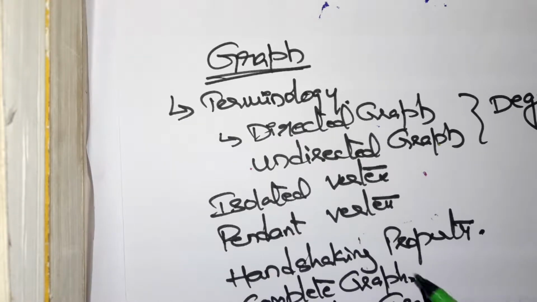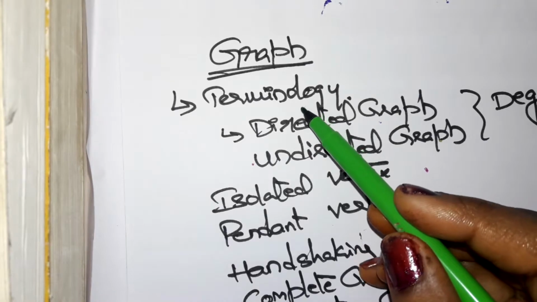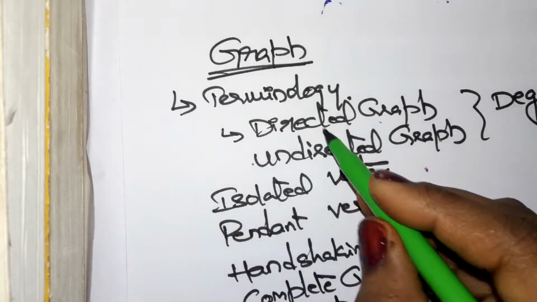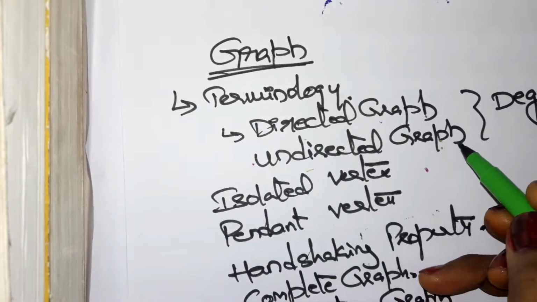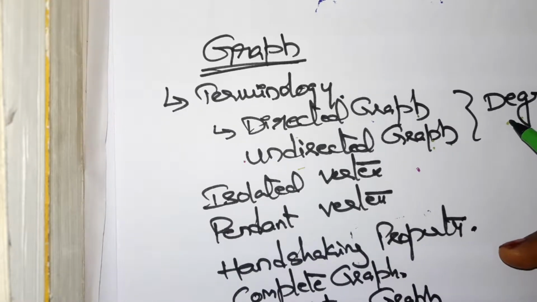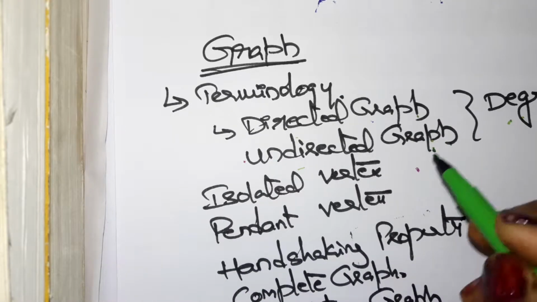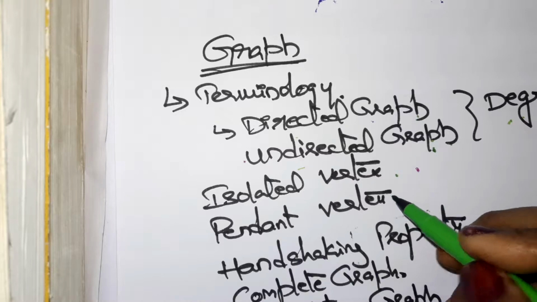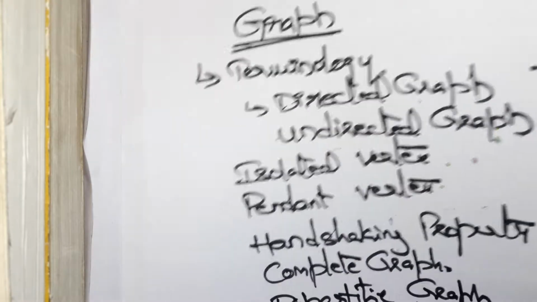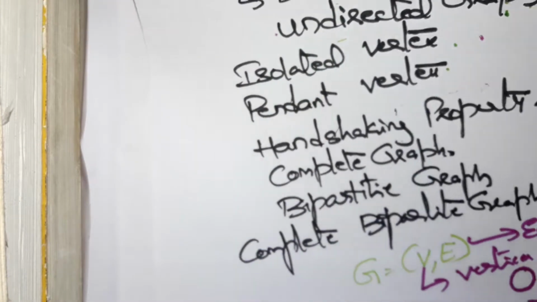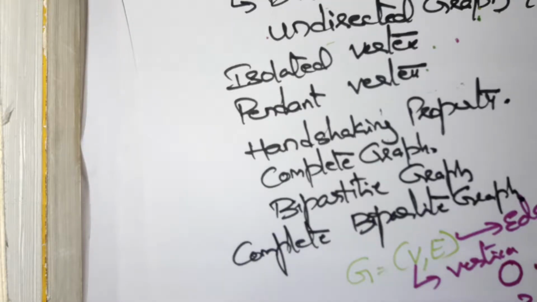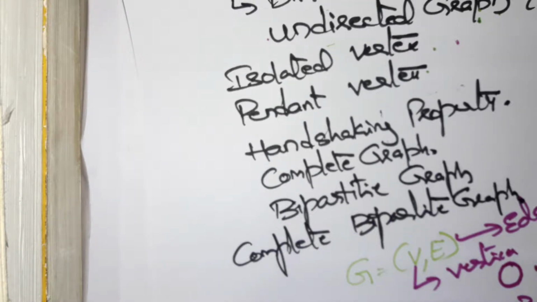Now we will see what is a graph. In this one we are going to be seeing about graph terminology: directed graph, undirected graph, what is the degree of directed and undirected graph, isolated vertex and also pendant vertex, handshaking property, complete graph, bipartite graph, complete bipartite graph. All this we will see in the graph terminology.